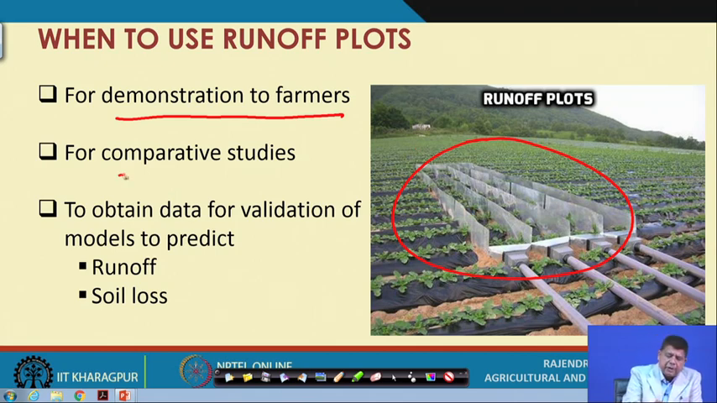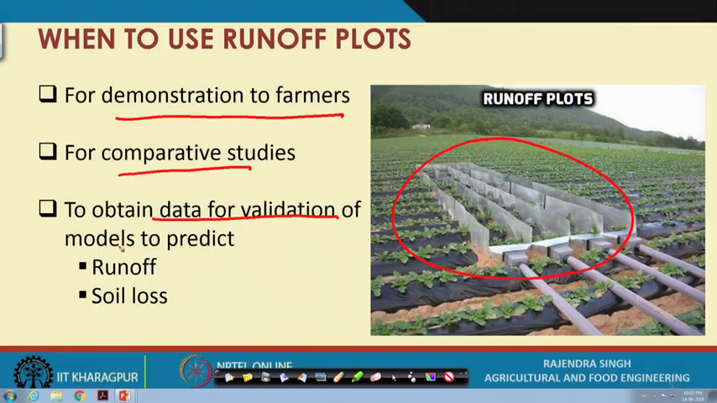Then for comparative studies, if we want to compare two kinds of cultivation practices or two kinds of conservation measures, then obviously we need to use runoff plot experiments in order to be able to tell which cultivation practice is better than the other, or which measure is more suitable for a given area.